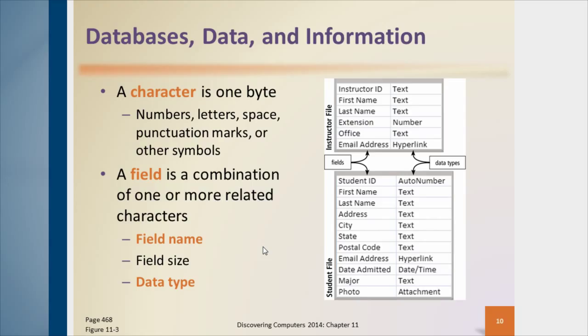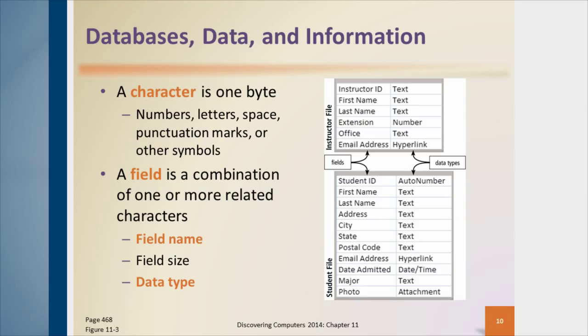Now that may be enough to be a field. For example, if we have a field indicating gender, and we want to limit it to M for male and F for female, that's a single character, and it also represents a field. But typically a field is going to be larger. We're going to combine multiple characters to represent a field, and that field's going to have various characteristics. It's going to have a field name, a field size, and a data type.